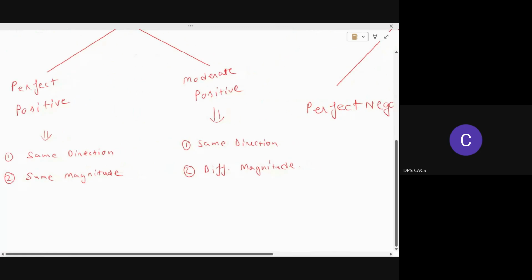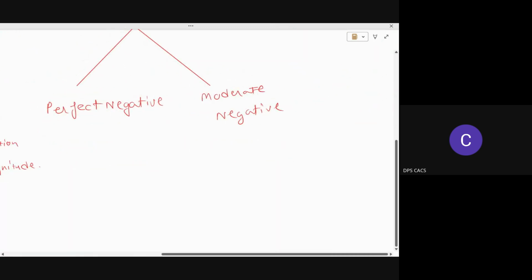So now I think you must have understood what is the definition of perfect negative. Can you tell me? Sir, direction not same now. Direction is opposite. But value same. Means magnitude is going to be same. If I take one example, x is 10 to 15. Y is 25 to 20. Positive or negative? Sir, negative.